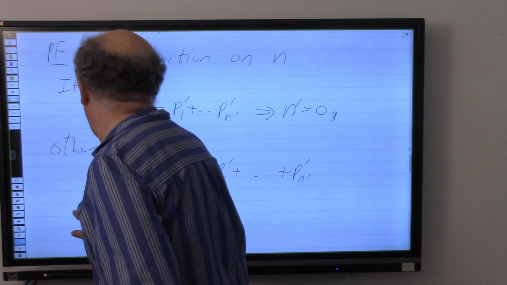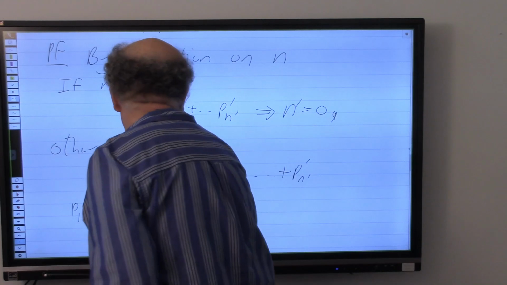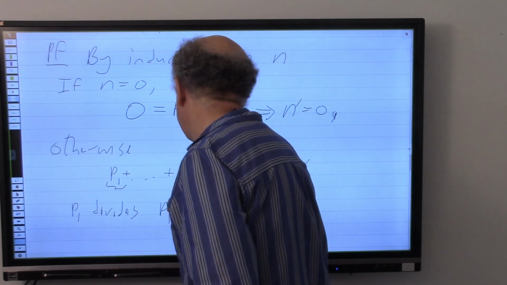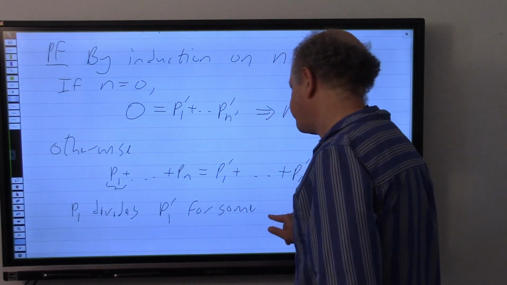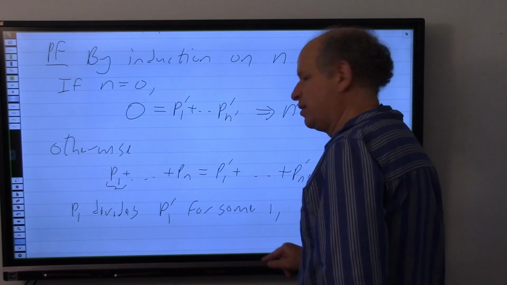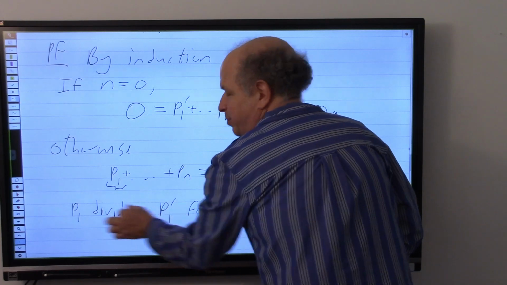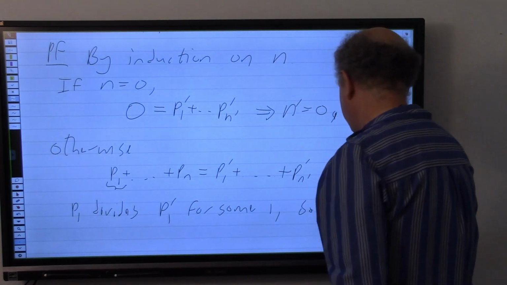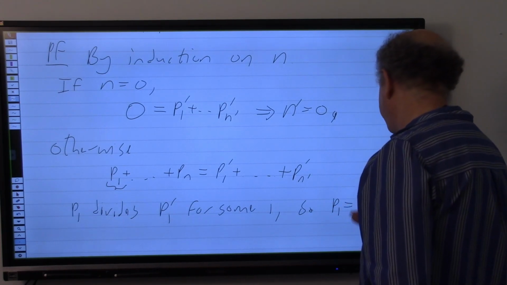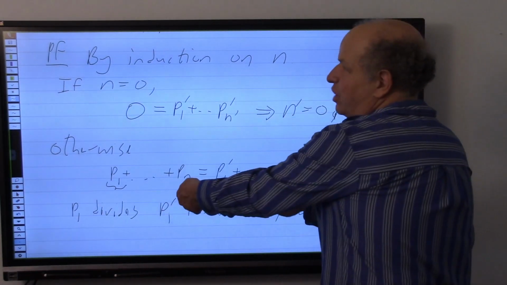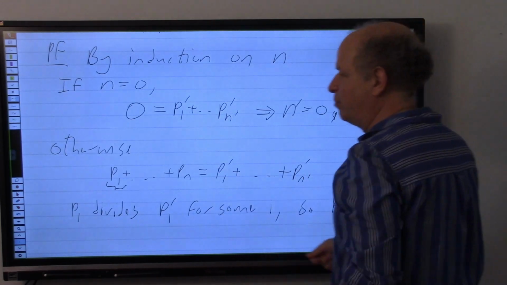So P1 divides Pi prime for some i, but then since this one is prime, it must be equal to it. So P1 is equal to one of the Pi primes, but since it's equal, I can use the cancellation lemma and reduce the complexity.